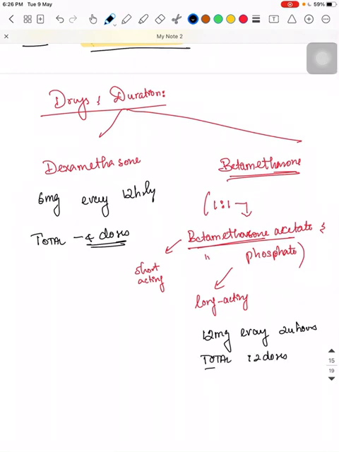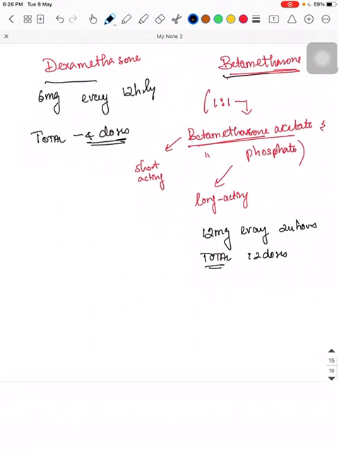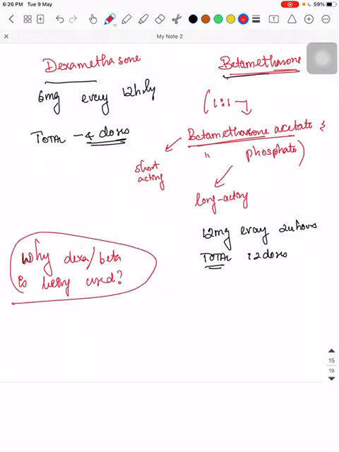Okay. Why are dexamethasone and betamethasone suggested as corticosteroids for antenatal administration? Why not the other drugs? The reason is that these steroids are less extensively metabolized by the placental enzyme. This can be a viva question also.